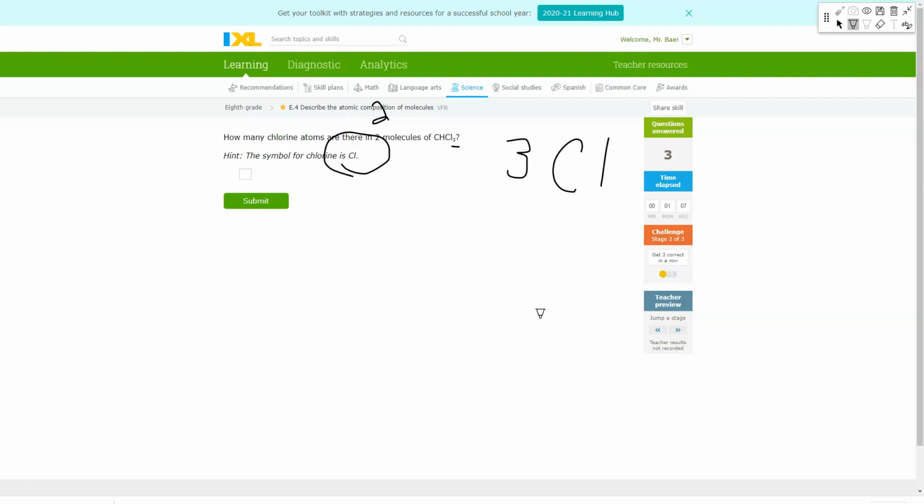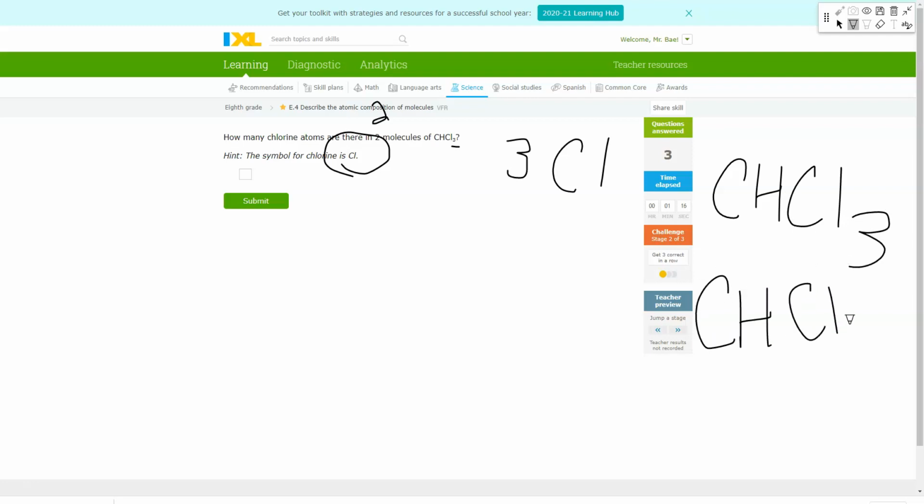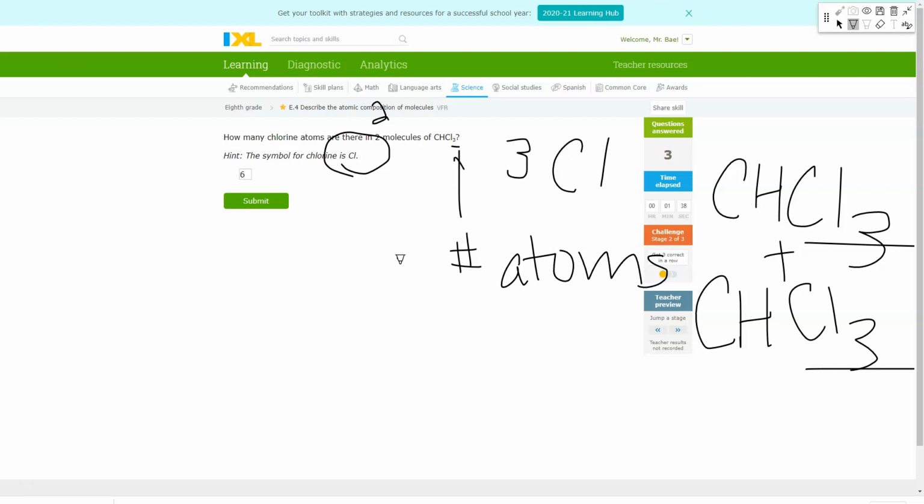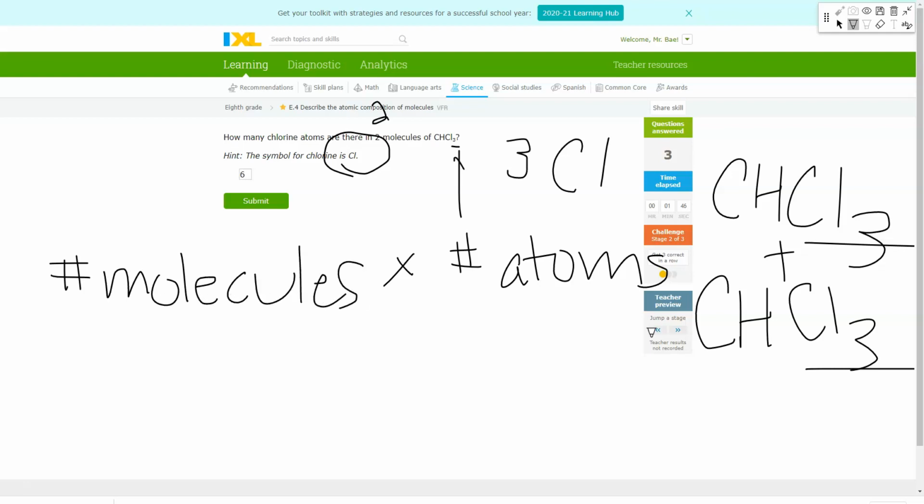What you need to do is tell yourself that there are 2 of these molecules, so CHCl3, CHCl3, there's 2 of them. And if we count these up together, you'll notice that there's a total of 3 chlorine atoms here and 3 chlorine atoms there, for a total of 6. The fast way to do this is simply to take the number of atoms inside the molecule and multiply that by the number of molecules. And you'll get your answers quite quickly.